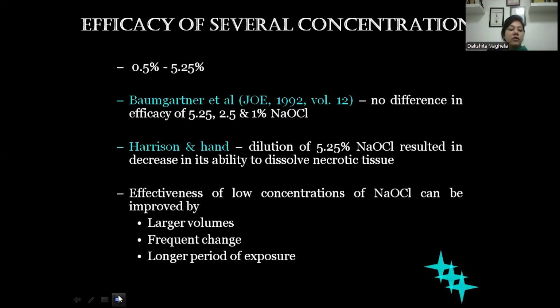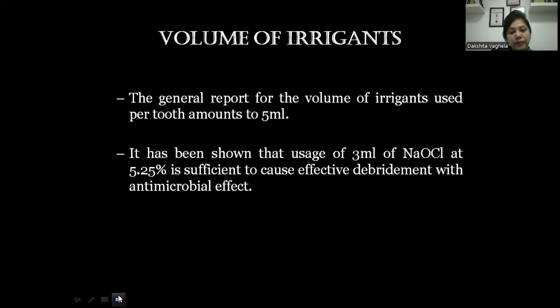Now, the efficacy of sodium hypochlorite has been found from the concentration of 0.5 to 5.25%. And there has been literature showing that there is no difference in the antimicrobial efficacy if 5.25%, 2.5%, and 1% of sodium hypochlorite have been used. And also, if lower concentrations of sodium hypochlorite are used, then you can actually increase the action by using larger volumes, frequent change of the irrigating solution, and by longer time of exposure.